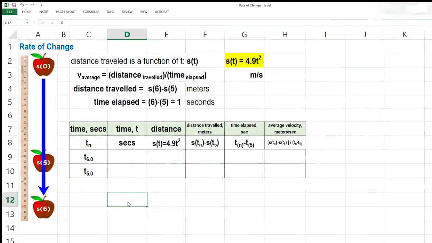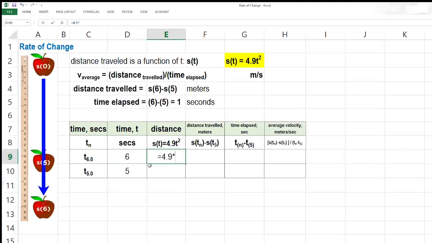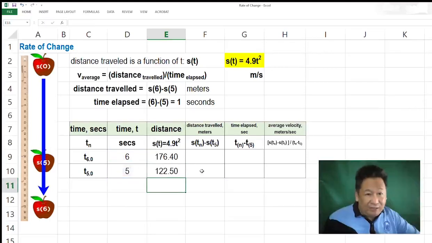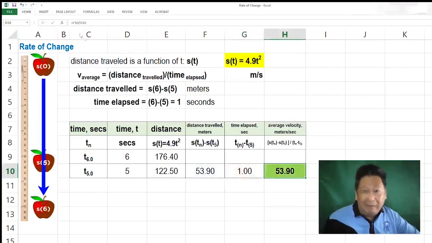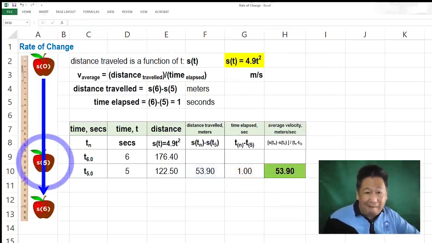Follow me. 176.4 minus 122.5 divided by 1 is equal to 53.9 meters per second. Let me ask you, what is this number, 53.9 meters per second? This number is the average velocity from t equals 5 to t equals 6.